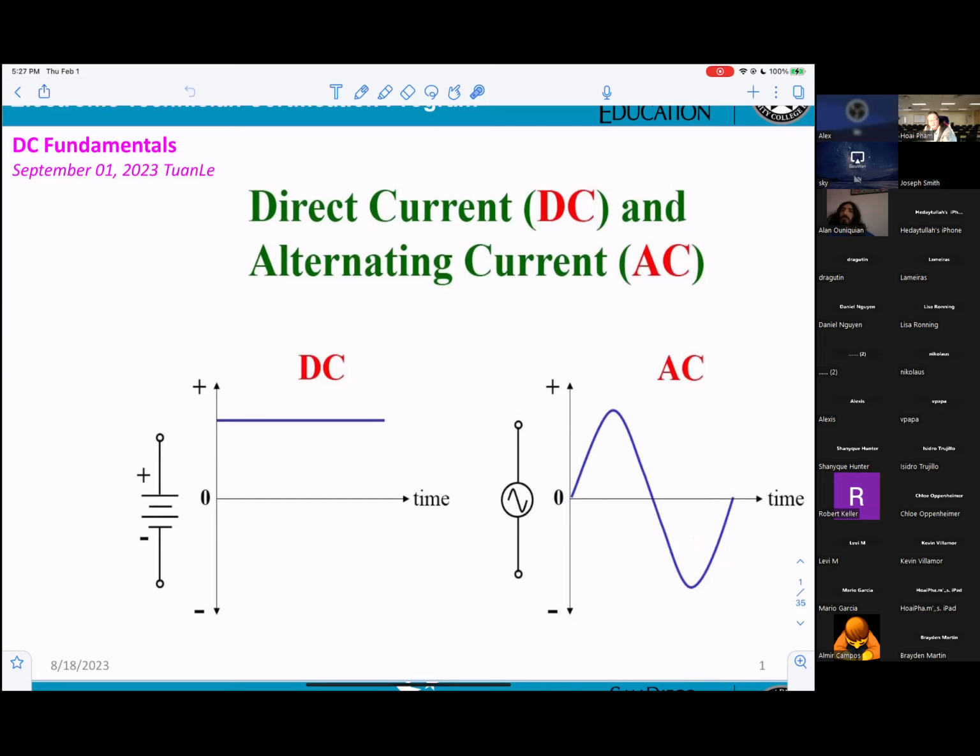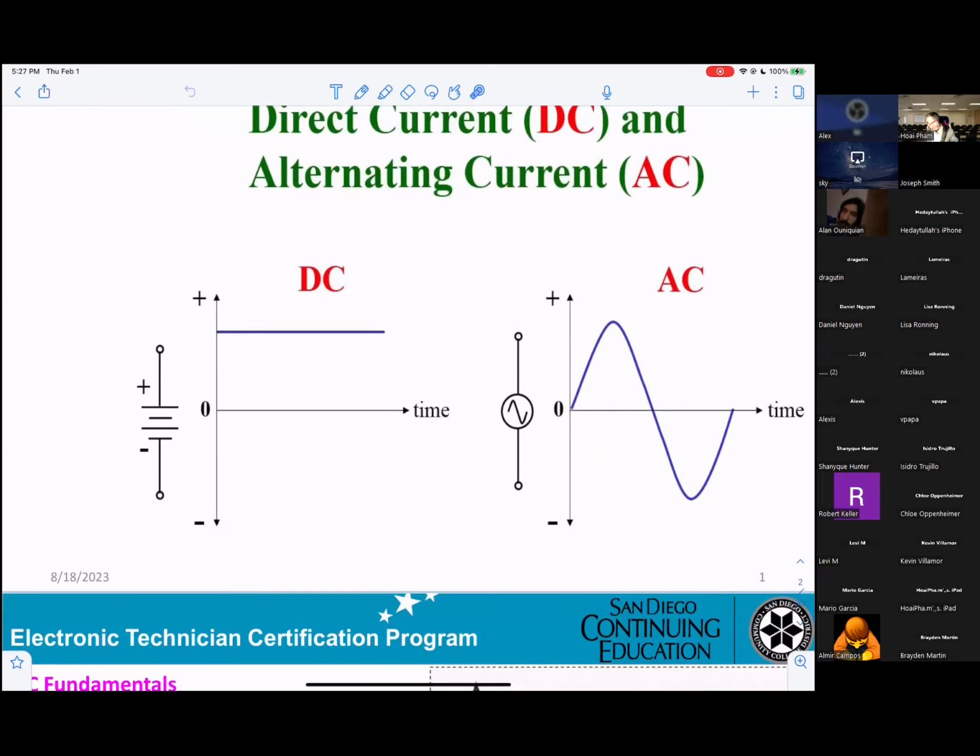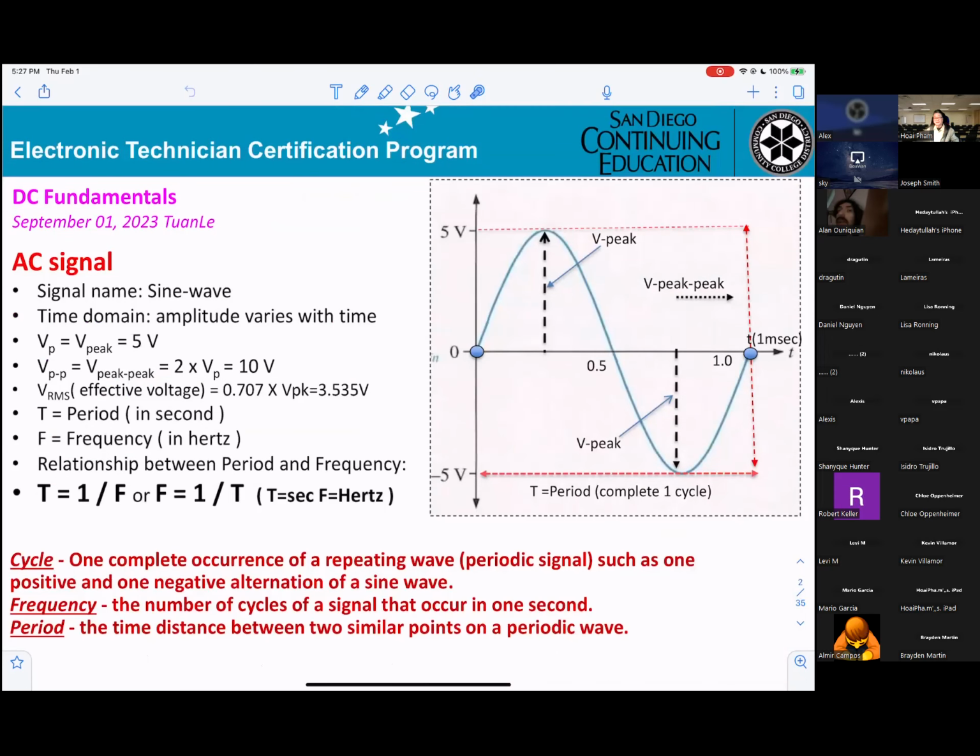And normally they tell you it will be 110 volts RMS. Now, this is basically what we have to know. Nothing to talk about for DC. This is for the AC signal. When you're looking at this signal, you know the name will be a sine wave. That's just the basic definition we have to follow.